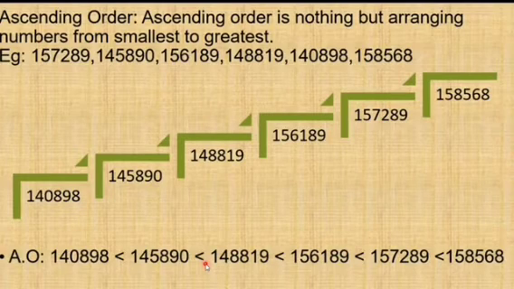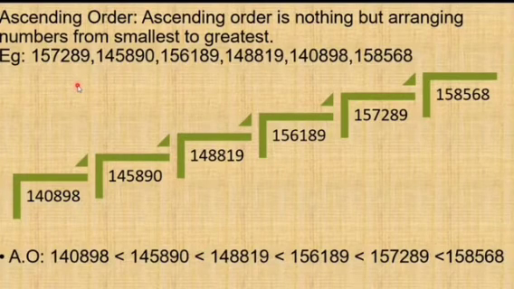What is an ascending order? Ascending order is nothing but arranging numbers from smallest to greatest. Children, you have all learnt this in your earlier classes, but now you are just handling a few bigger numbers, that's all. There's no difference in it.